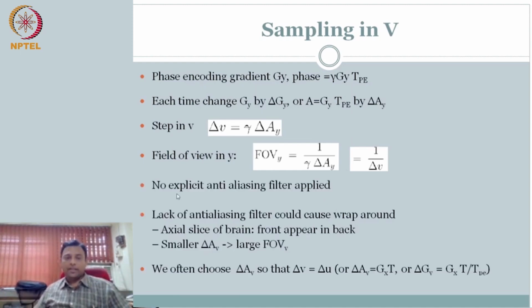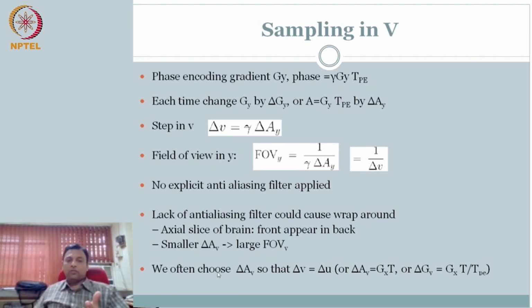Clear? However, notice there is no explicit anti-aliasing filter here, so you can get aliasing. Remember the crude definition from the textbook: high frequency masquerading as low frequency. In the spatial domain, the manifestation would be wraparound. If you are taking a head scan, the front part can go to the back. It will wrap around, and there is no anti-aliasing. So you just refine the settings so that you can tell from the image whether aliasing has taken place or not. So the smaller the phase encoding step, the larger the field of view.